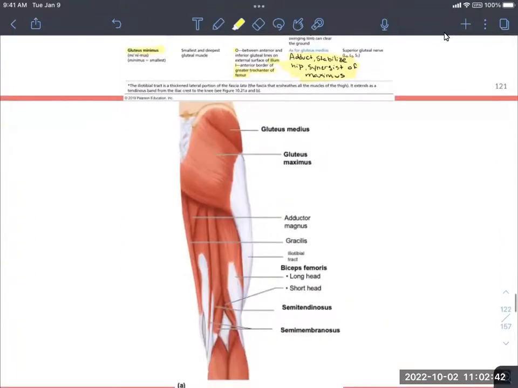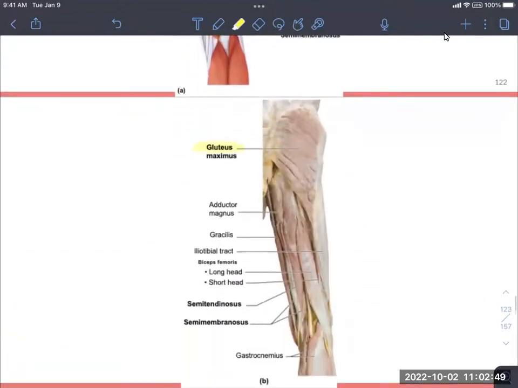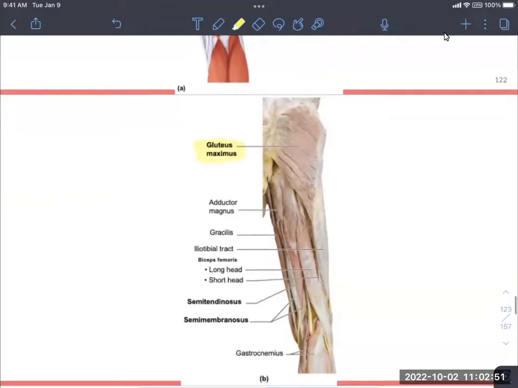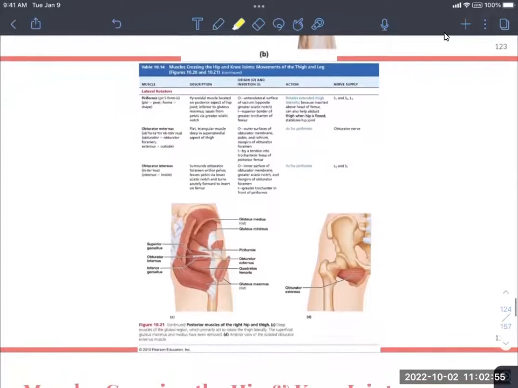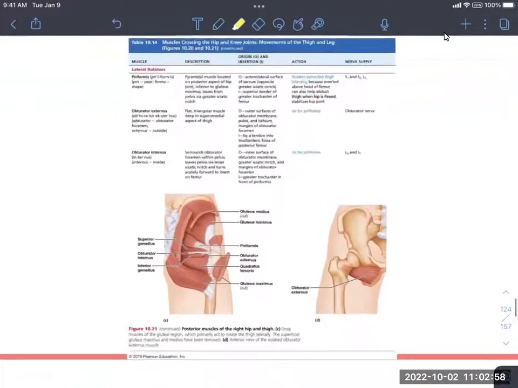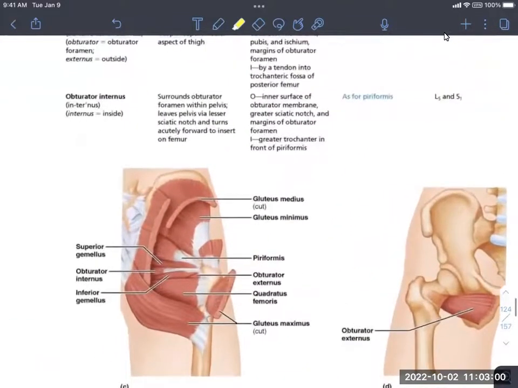So from this view, you only see gluteus maximus. Well, you can see gluteus medius as well. Here's gluteus maximus. Some of these, we'll be able to see. You see gluteus minimus down here. You can see where gluteus medius was cut. You can also see where gluteus maximus was cut.